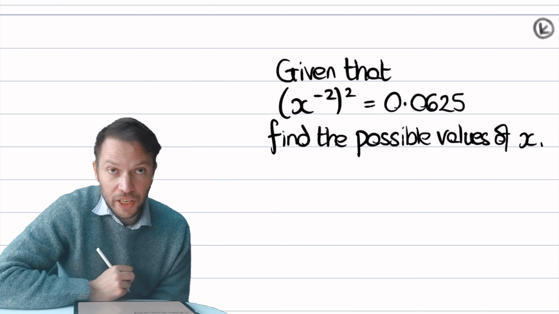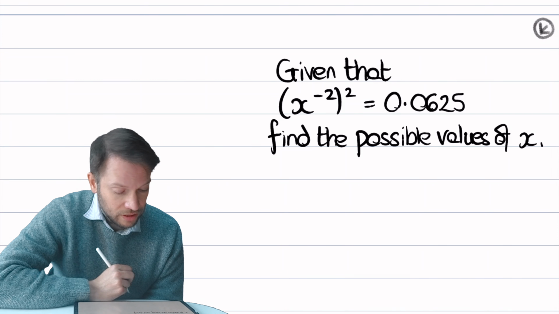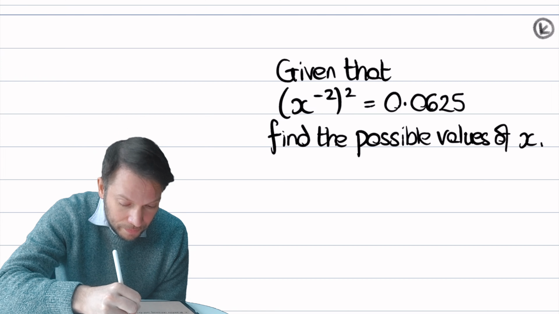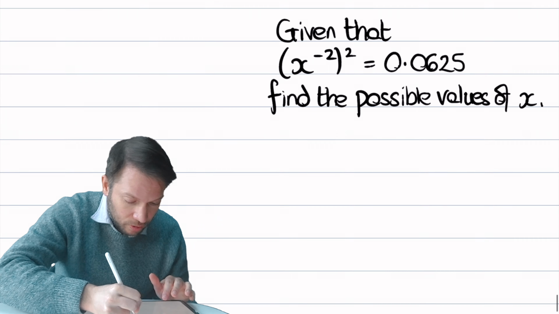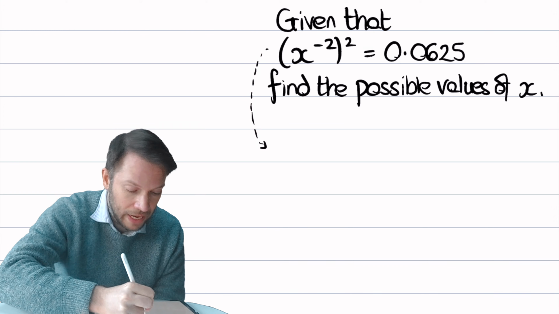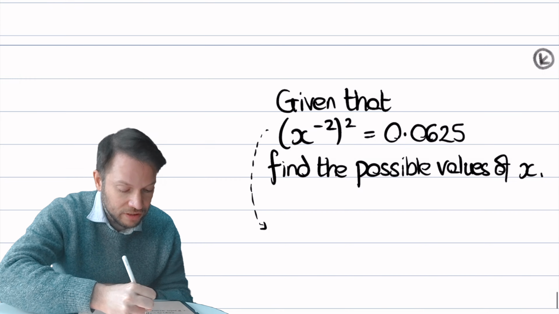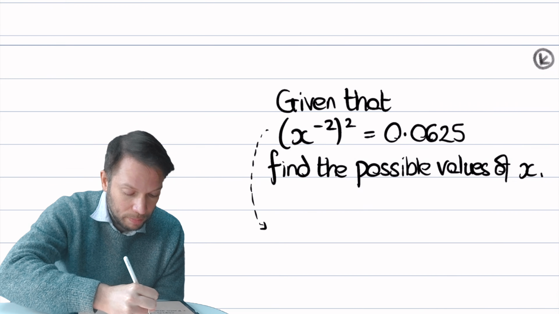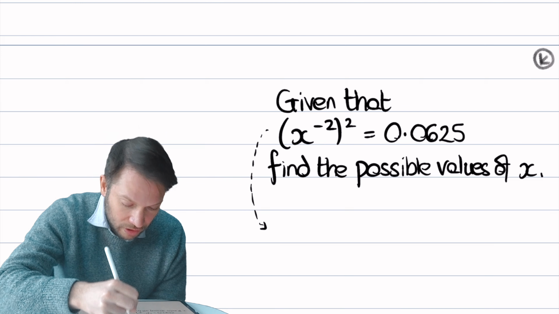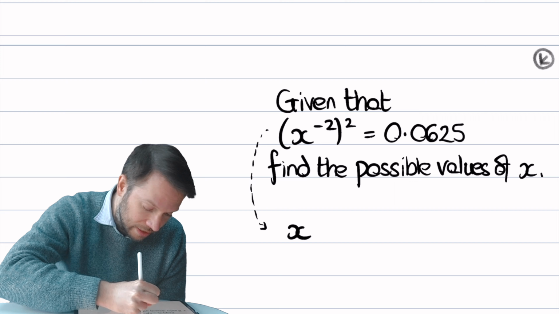Hi, in this final video on negative indices, we're going to solve an equation that's going to involve negative indices. So let's simplify this equation that we've got here first. Firstly, note that when we have a power raised to another power, we multiply the indices together, don't we? So we do minus 2 times the 2, which is negative 4. So we've therefore got x to the power of negative 4.